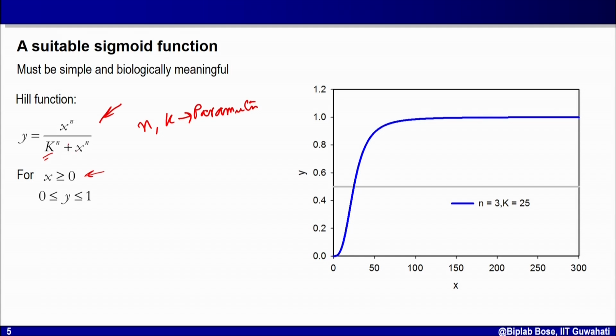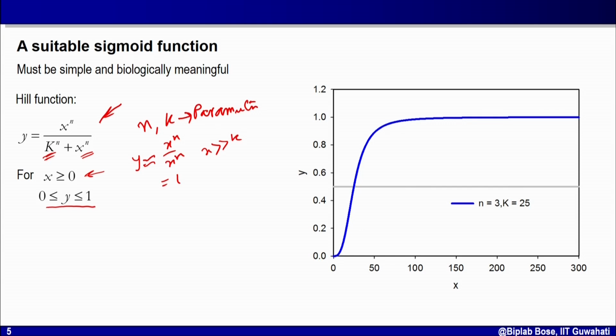Initially when x equals 0, obviously y equals 0, but as you keep on increasing x, y increases. Eventually when x becomes very large with respect to k, y becomes equivalent to x to the power n by x to the power n, because x has now become very large with respect to k, so this becomes 1. So this function y changes from 0 to 1. 1 is the maximum value, and that helps because it is within a particular range.